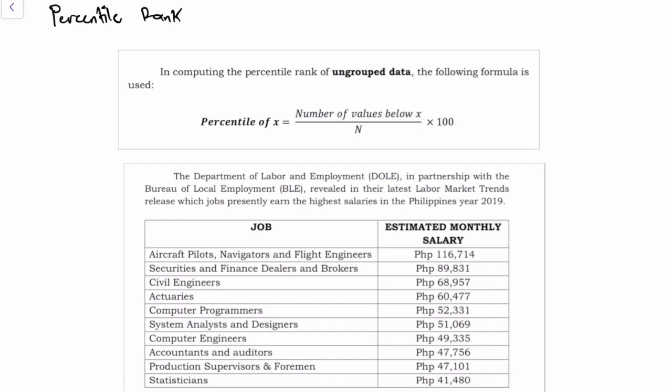Now, how do we compute for the percentile rank for ungrouped data? In computing the percentile rank of ungrouped data, the following formula is used. Percentile of x is equal to the number of values below x all over n times 100. To better understand how to use this formula, let us have an example.